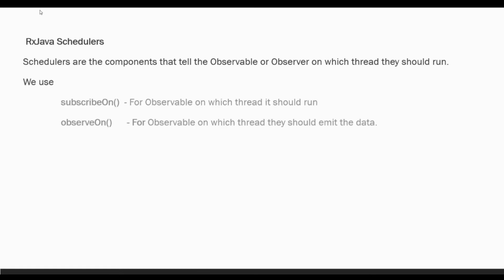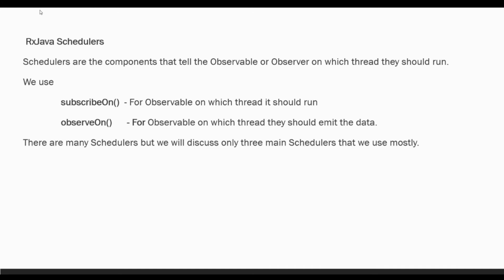So we use subscribeOn method and observeOn method. In the subscribeOn method, we specify on which thread the observable should run. For observeOn, we specify on which thread they should emit the data.